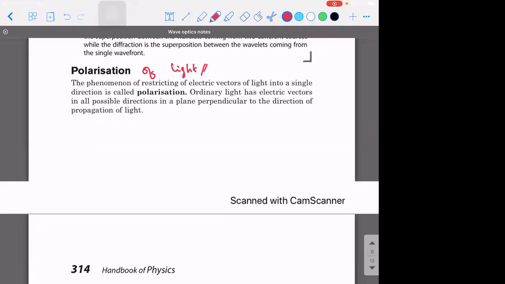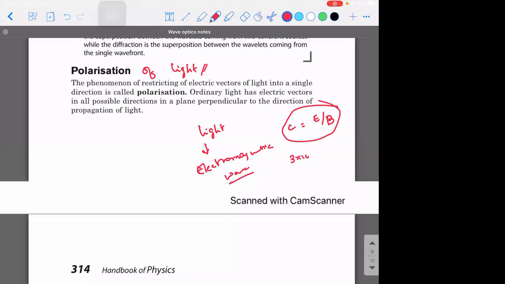Before we get into this topic, we need to know certain facts. So what is light? It is an electromagnetic wave. And what is the speed of light? The speed of light is given as E divided by B. We know this fact, right? That is, the ratio of the magnitude of the electric field to the magnitude of the magnetic field is what we call the speed of light. So the speed of light is almost 3 into 10 power 8 meters per second.